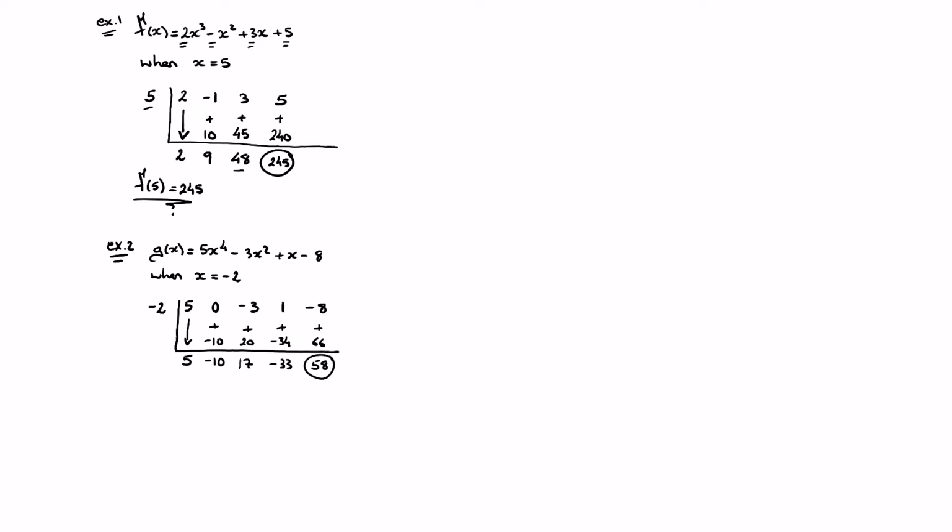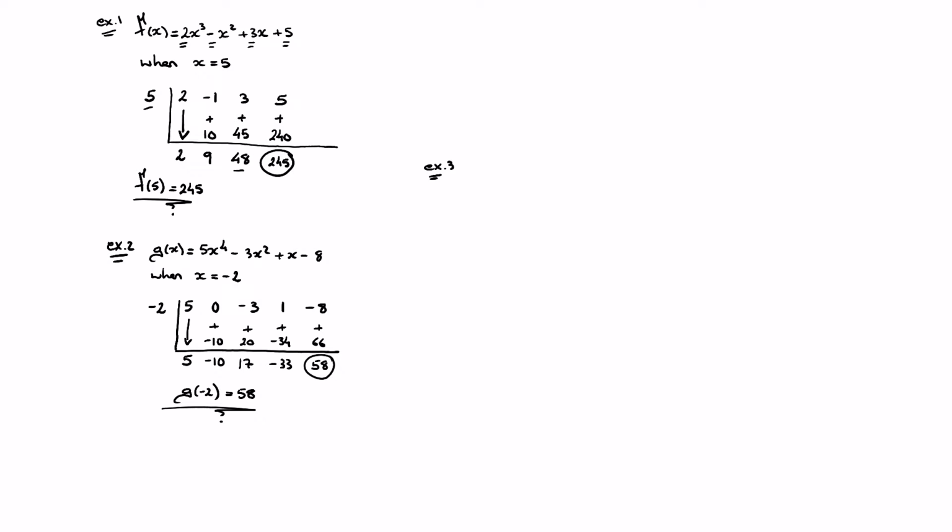And there we have it. This polynomial equals 58 when x equals negative 2. In other words, g of negative 2 equals 58. Okay, let's look at one last example.